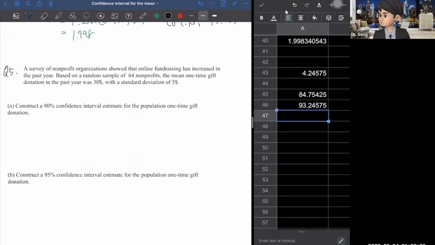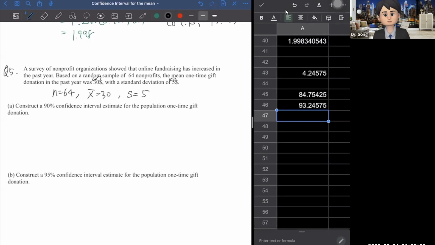Okay. Now solve the next question, Q5. Question number 5, that's the last question today. Let me read the question first. A survey of nonprofit organizations showed that online fundraising has increased this past year. Based on a random sample of 64 nonprofits, so n equals 64, the mean one-time gift donation in the last year was $30, so x bar is $30, and the standard deviation is $5. Sorry, typo, $5. And this is $30.